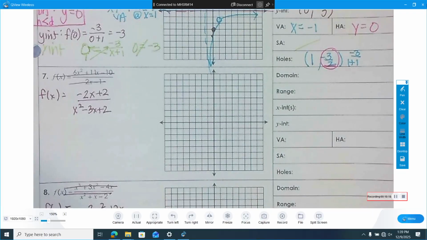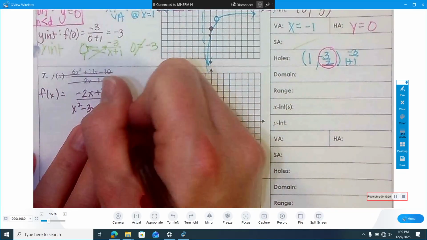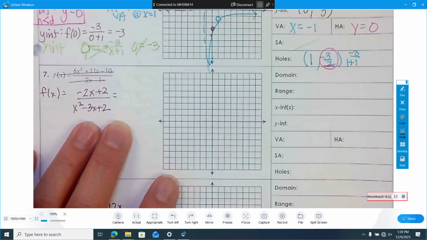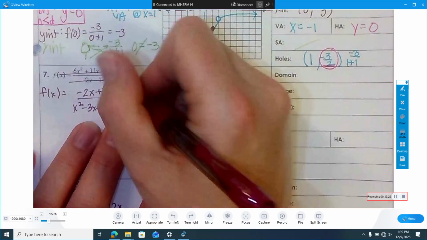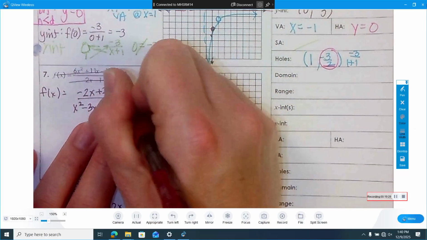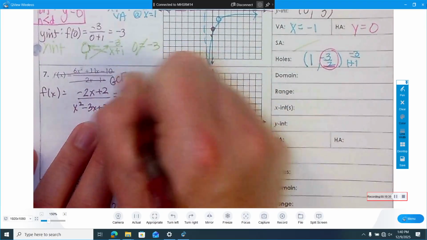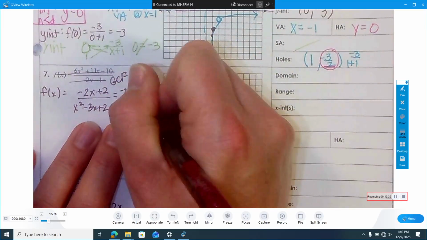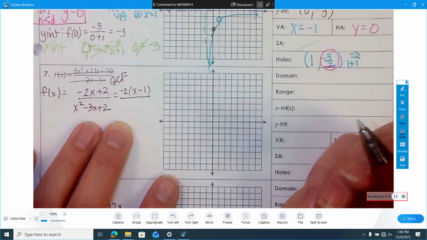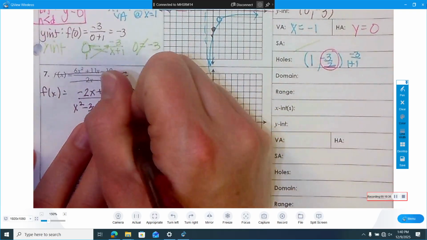Okay. So, what can we do to start up here, with negative 2? Yeah, we got a GCF here, so take out a negative 2, and what's left behind? X minus 1, bueno. And then in the denominator, double bubble.